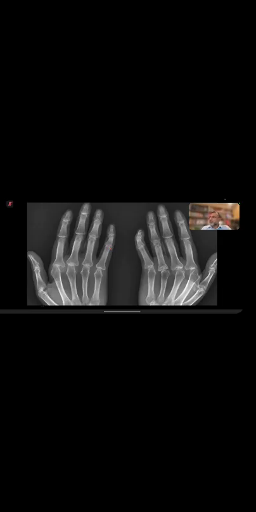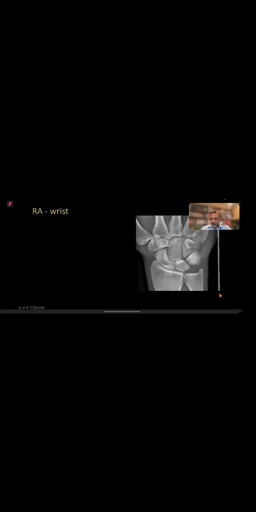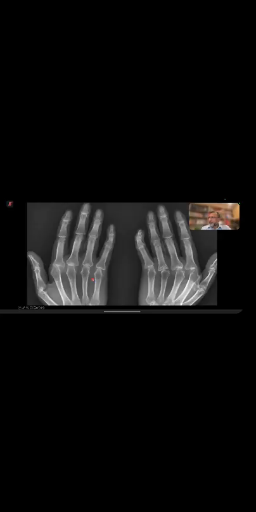Same thing as in the magnified view of the previous image.